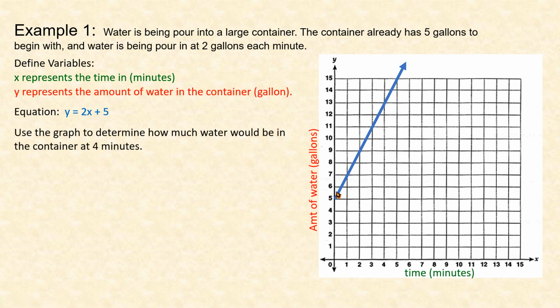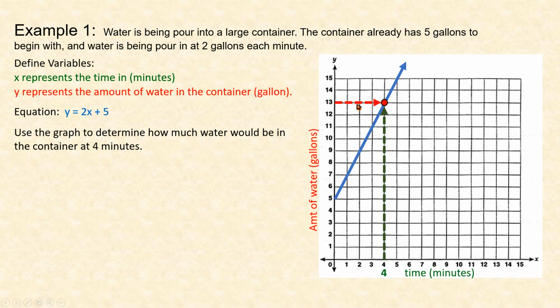Okay, so we're going to use the graph to determine how much water would be in the container at 4 minutes. Now, when they give you the 4, you have to decide, is that 4 the x or the y? Right? It says 4 minutes, so x is the minutes. I go to 4 on my x-axis right there, and I look toward my line. So I look straight toward that line, and it's at that point. Okay, at 4 minutes, my graph is there, and then from there I look to the y-axis to see how much water there would be, because the y is the amount of water.